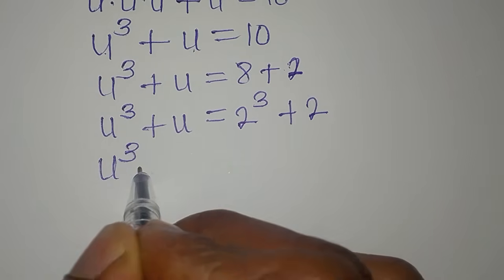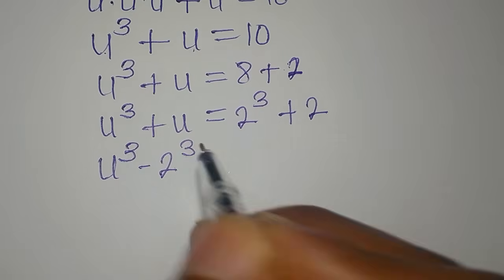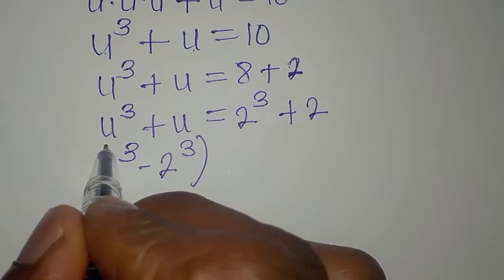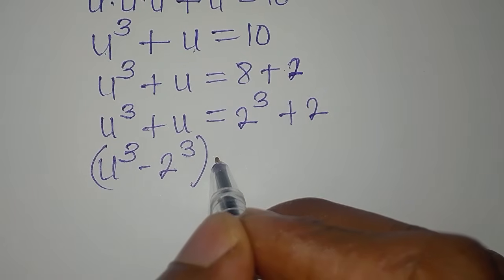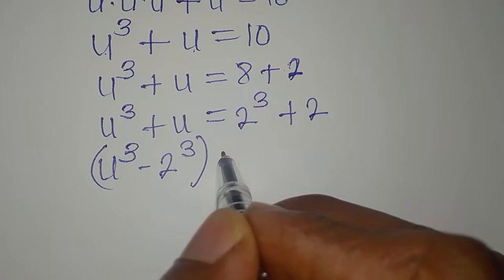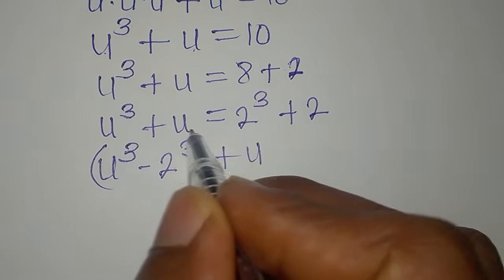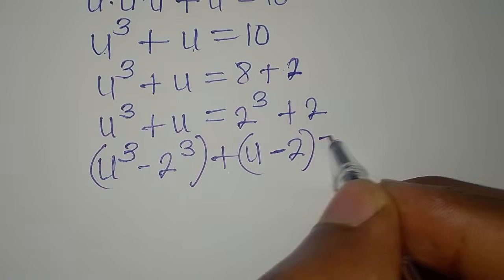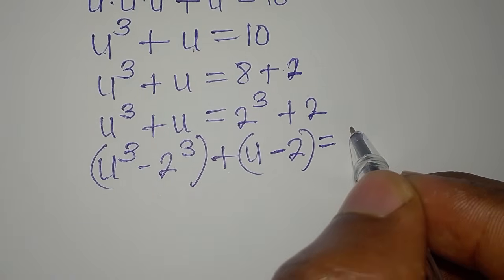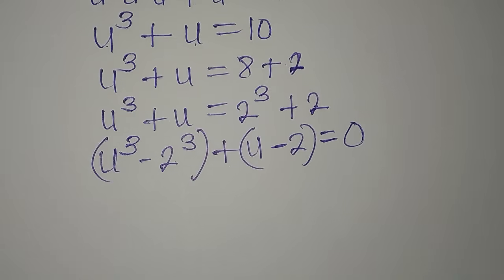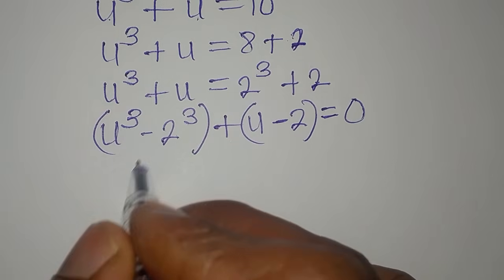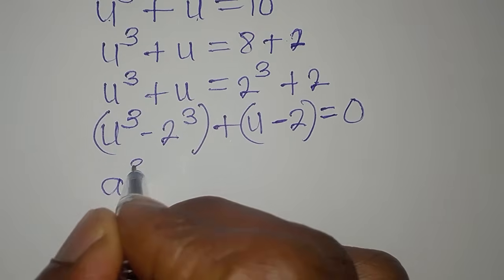u cube minus 2 cube will be together, because this 2 cube becomes negative 2 cube here, then we have plus u. This is coming and this becomes minus 2 here, so that everything is equal to 0. Now look at what we have over here. This is in the form of this.